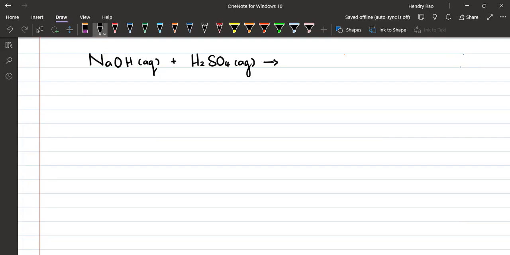Carbonates, I have three products: carbon dioxide, salt, and water. Or I put it in order: salt, carbon dioxide, and water. In this case, I will only have salt and water.